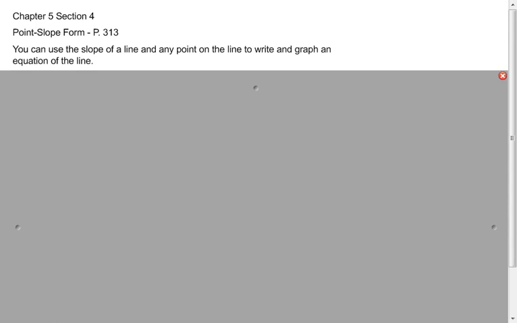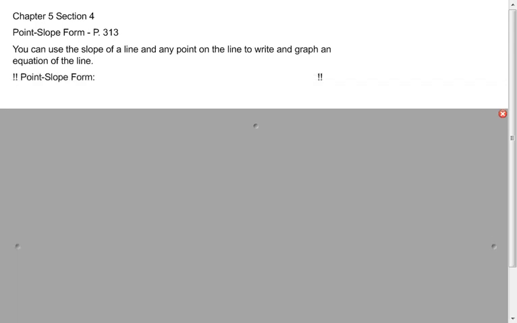You can use the slope of a line and any point on that line to write and graph an equation of the line. In this section, that point does not have to be the y-intercept. It can be any point on the entire line. We'll see how that's different here in a second.